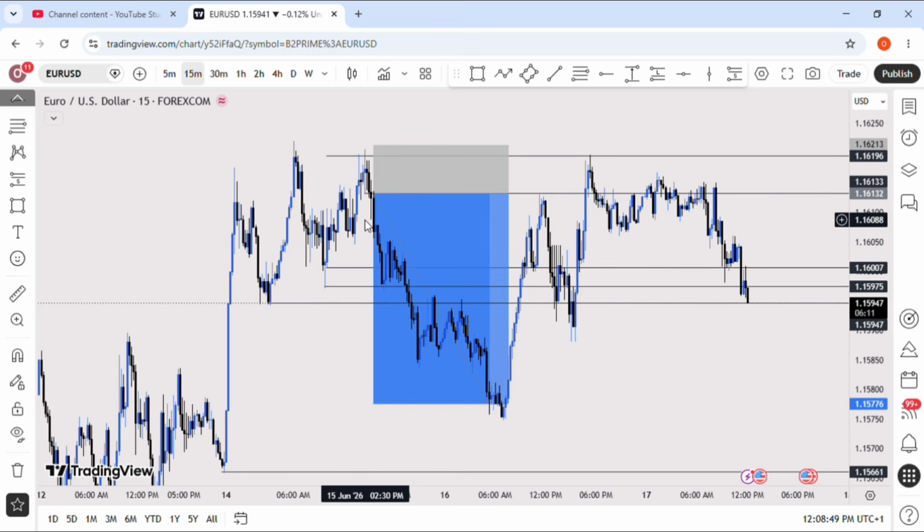Now, this 3-step model is very simple, but don't underestimate it. All you need to do is master this, and you will start seeing the market differently.